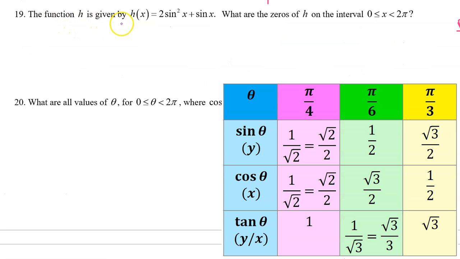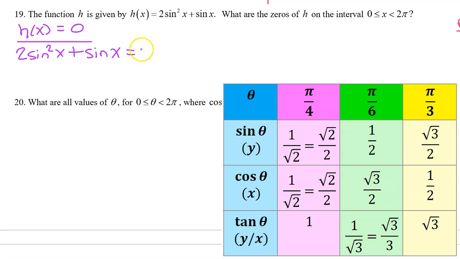Number 19, the function h is given by h of x equals 2 times sine squared x plus sine x. What are the zeros of h on the interval from 0 to 2 pi? The zeros of h are where h of x is equal to 0. So let's set h of x equal to 0 and solve. We need to factor out the GCF of sine x to get started. So I'm going to pull sine x outside of parentheses, dividing each term by sine x.